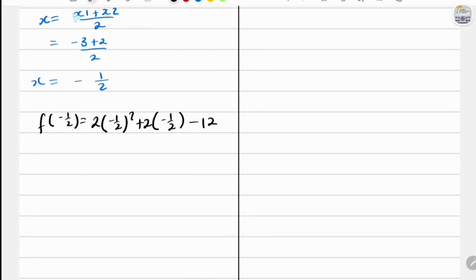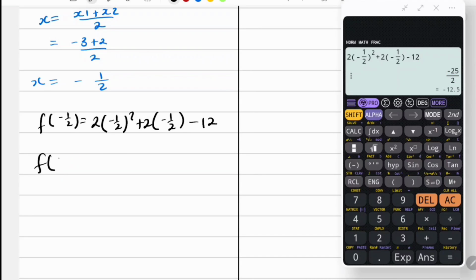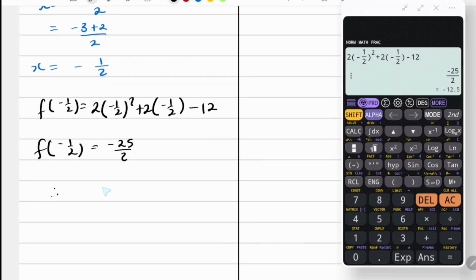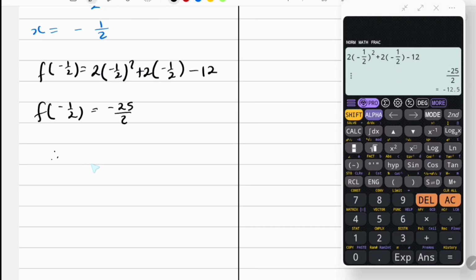And let's see what we get. Okay, and we get negative 12.5, as a fraction that is negative 25 over 2. So f of negative 1 over 2 is equal to negative 25 over 2. So your turning point is negative a half and negative 25 over 2.